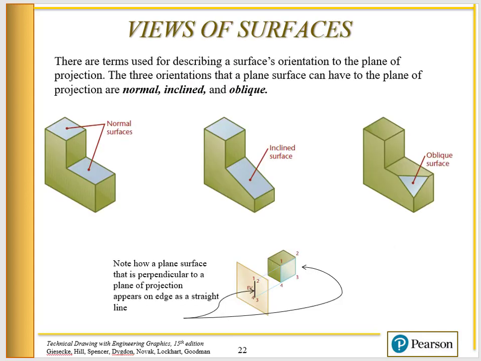Views of a surface. There are terms used for describing a surface orientation to the plane of projection. The 3 orientations of a plane are normal, inclined, and oblique. Okay, in this case, these are normal surfaces. In this case, the surface is inclined to the normal plane, and in this case, it's oblique.